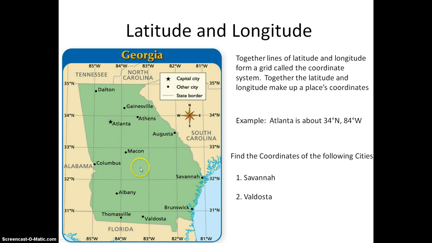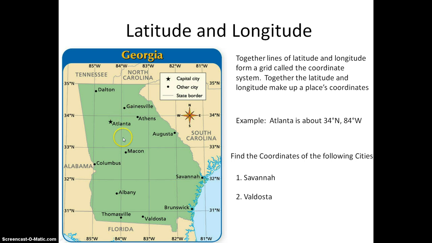It's not visible on this map. So you'll just use the coordinates. They've already labeled them north or west for you, so you don't have to use the equator as your guide. So let's look at Atlanta. It's about 34 degrees north, not quite exactly on the line, but it's very close, and 84 degrees west.